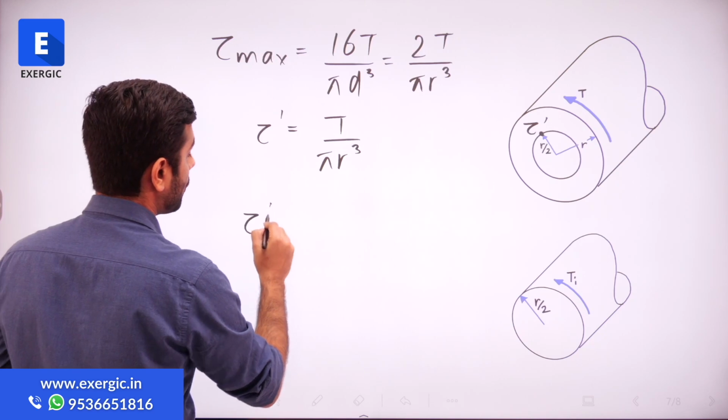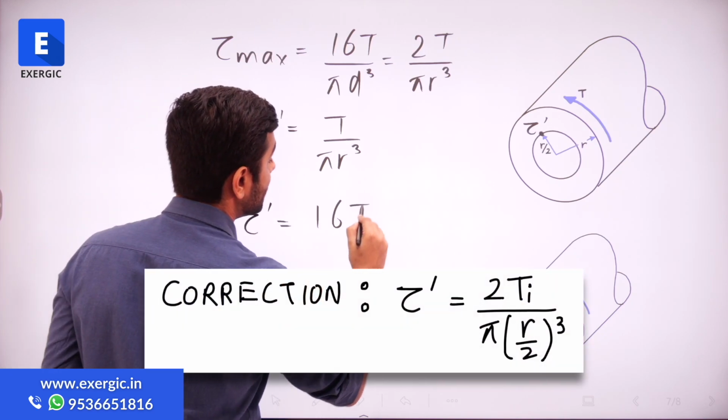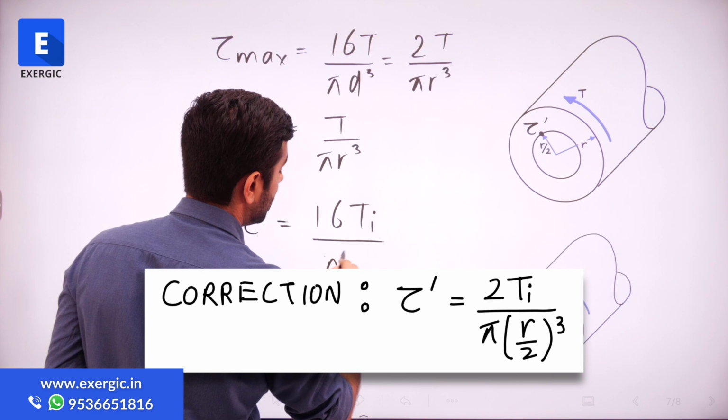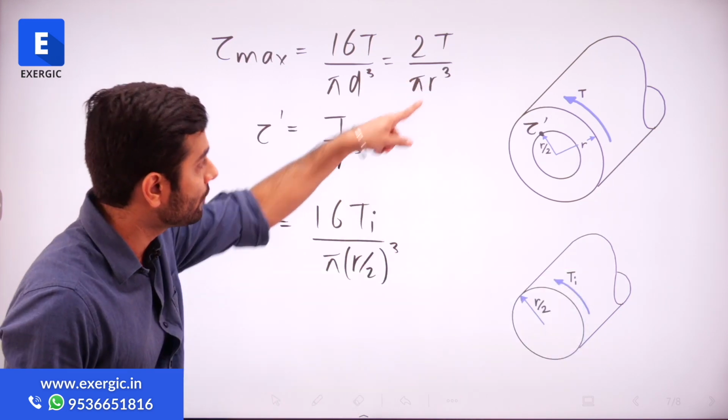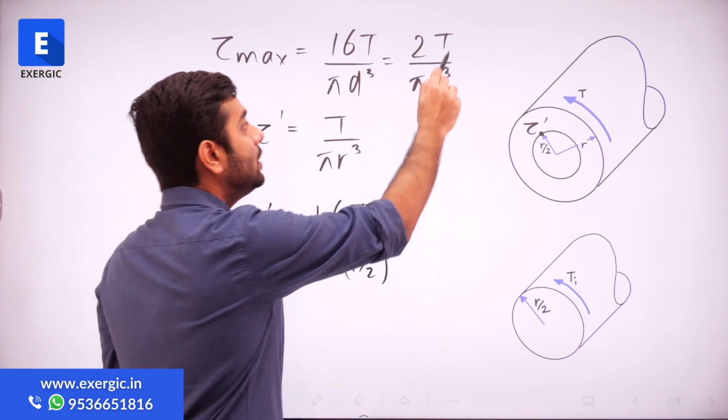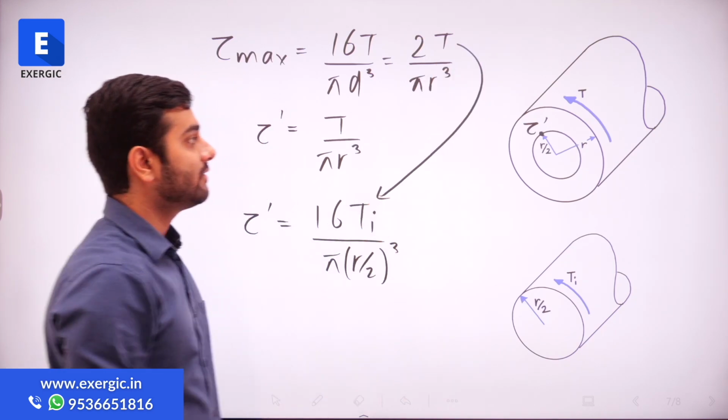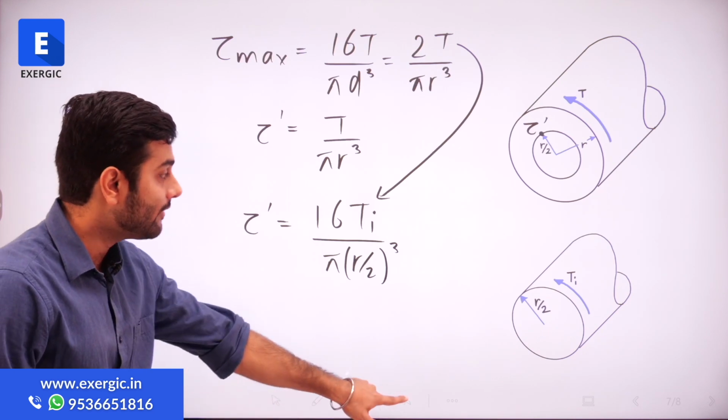The value of tau dash will be equal to 16 Ti divided by pi (r/2) cube. How? I have modified the value of R as R/2. The value of torque also has been modified as Ti. Why have I done that?